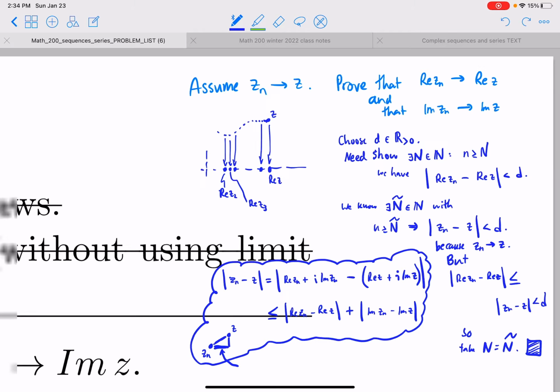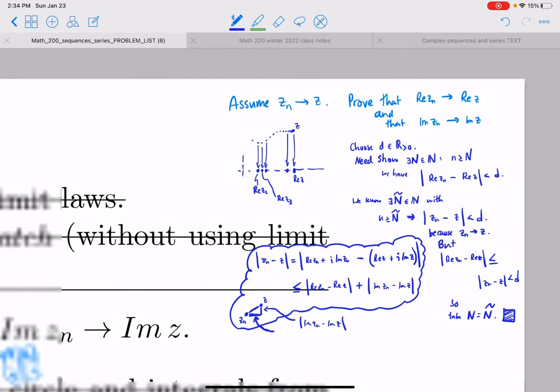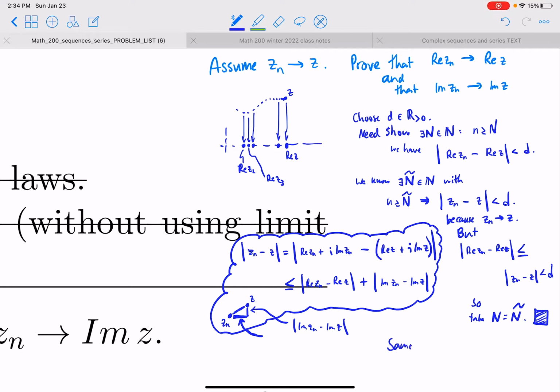Okay, and as you can see, this was just the real part. Clearly the only thing different is the imaginary part. It's just the other side of that triangle. So the same argument shows that the imaginary parts of the z_n converge as a sequence to the imaginary part of z. There's really no difference at all. So hopefully you understood this. If not, pause and think about it.